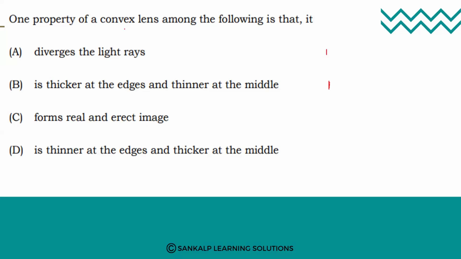So a convex lens is given to us, not a mirror but a lens. A convex lens is like this. Looking at it, it is thin at the edge and thick at the middle. Yes or no? At the edge it is thin, but in the middle it is thick. That means it is thinner at the edges and thicker at the middle. So this option is right.